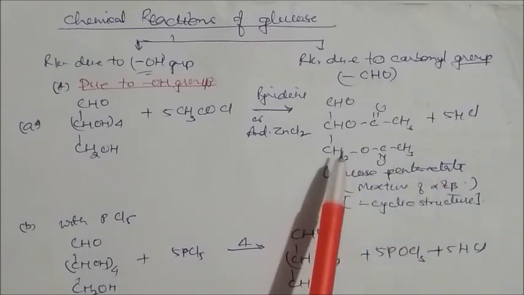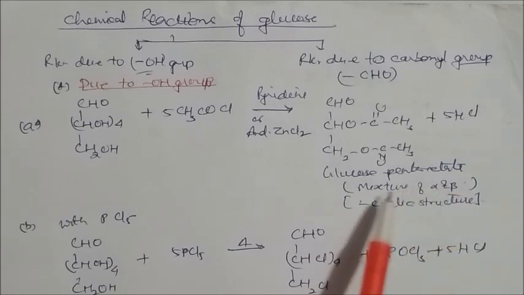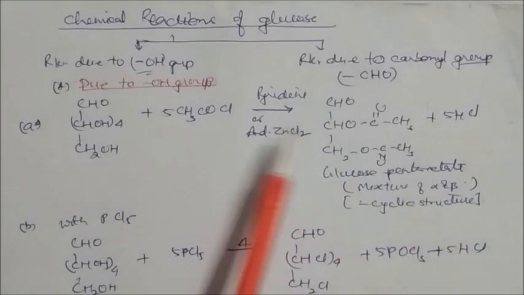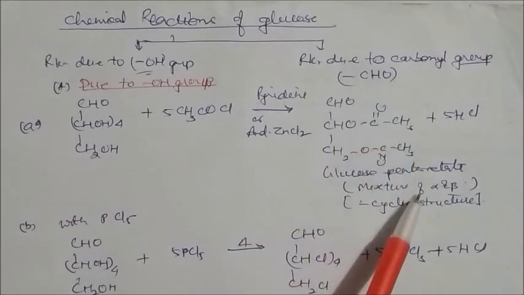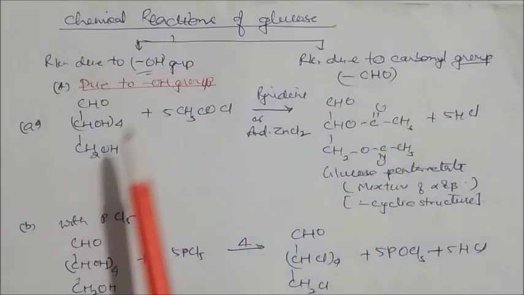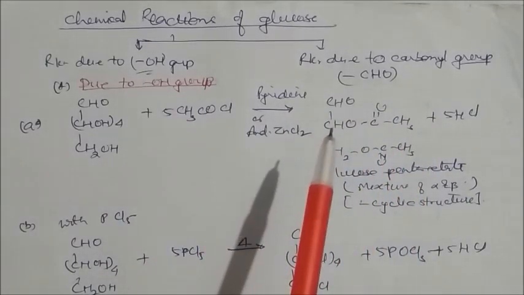There are two types of this product, alpha and beta. This we will discuss later on: what is the meaning of alpha and what is the meaning of beta. But this will tell that the structure is actually cyclic. That's why this structure is given. Why it is called a cyclic structure we will discuss later on. But we are getting the pentacetate. This is the only proof.